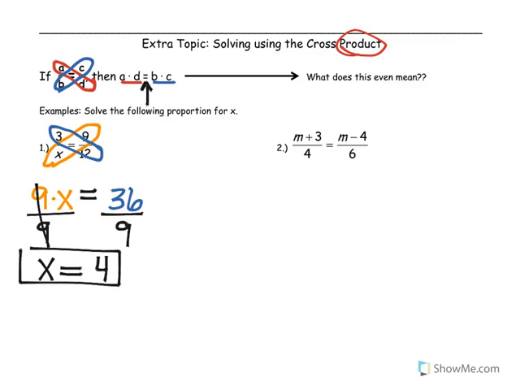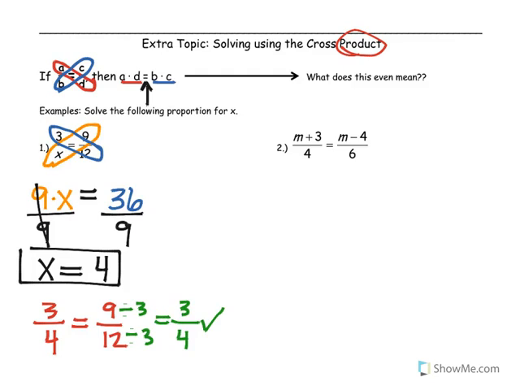Okay? Let's double check this to make sure that I got the right answer. That means that the ratio 3 over 4 has to be the same as the ratio 9 over 12. If we use the methods that we learned in the last video, I can simplify this ratio down by the common factor of 3. 9 divided by 3 is 3. 12 divided by 3 is 4. And we're good. Okay?